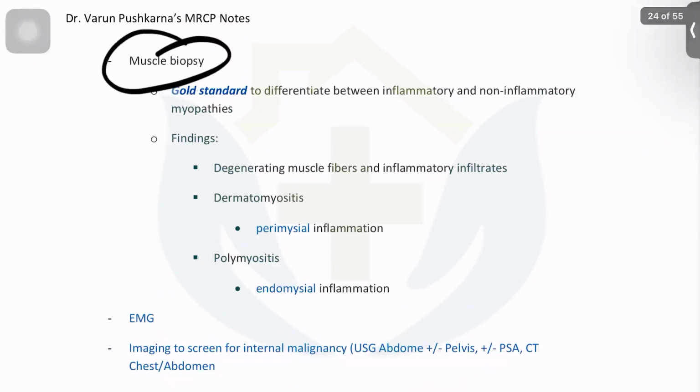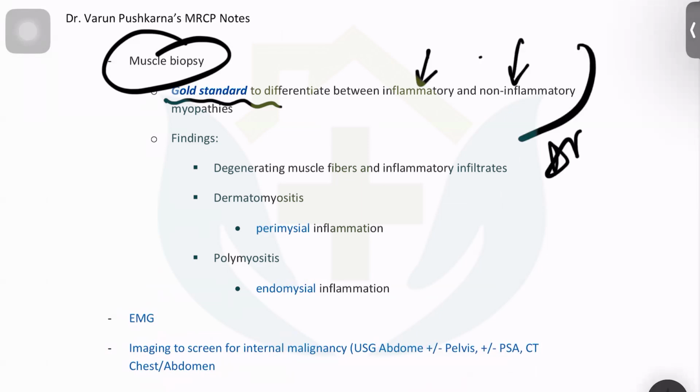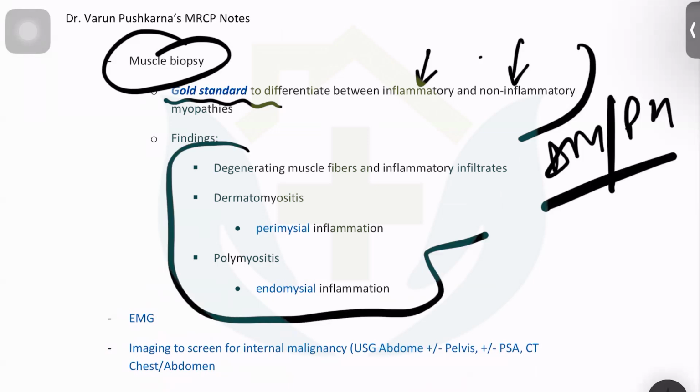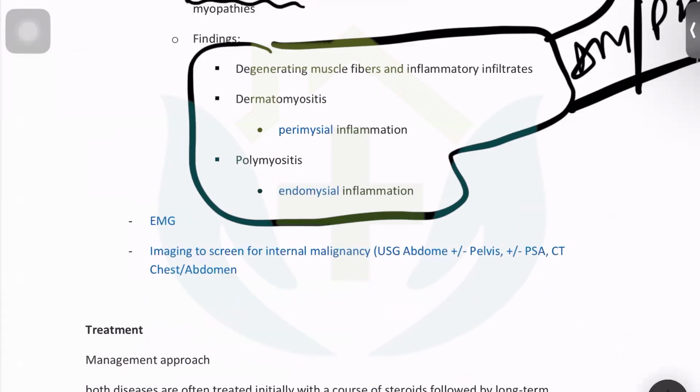Okay. So muscle biopsy is the gold standard to differentiate between inflammation and non-inflammation, and to differentiate between dermatomyositis and polymyositis. Unless you do a biopsy of muscle, nothing is going to be found. Here is the differentiation. We've already done that. Electromyography is a thing of the past. You will not even see it in the exam. They will not mention EMG anywhere.